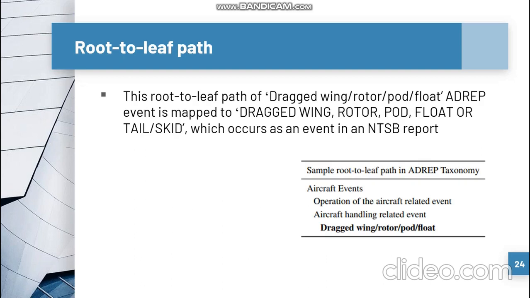Here is a sample of a root to leaf path in the adaptive taxonomy. Aircraft event is the main category, and then operation, which contains operation of the aircraft related events, and aircraft handling related events. And if you want to go to the cause of an event that occurred, then it goes to drag, wing, rotor, port, float.